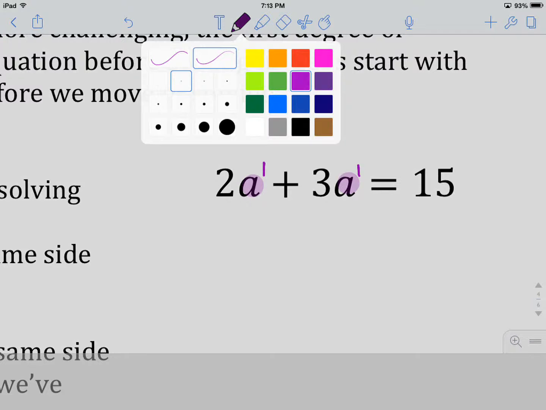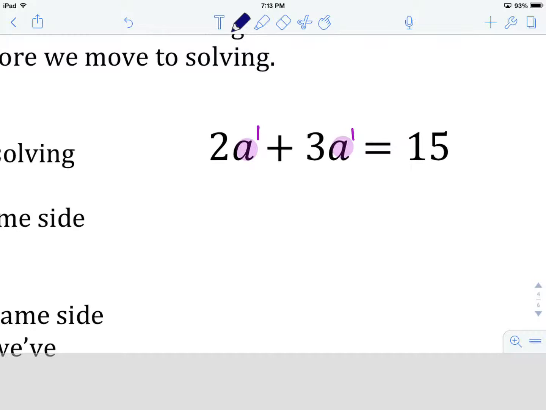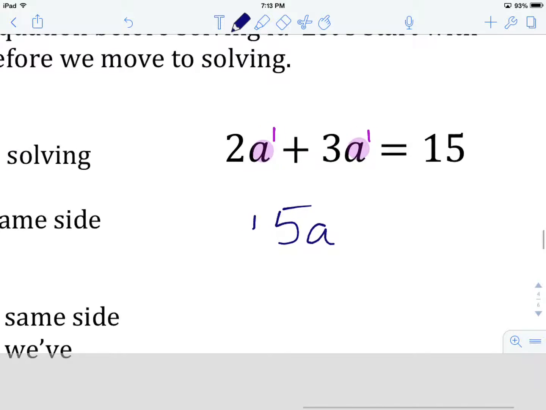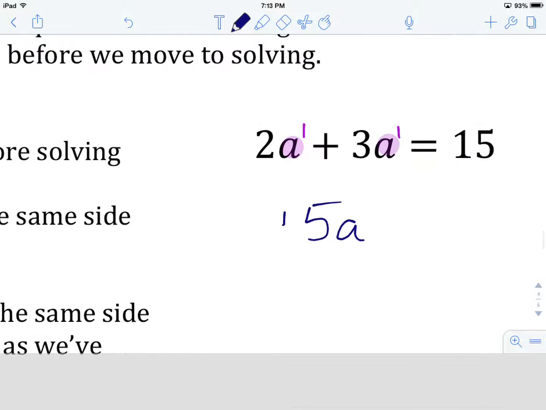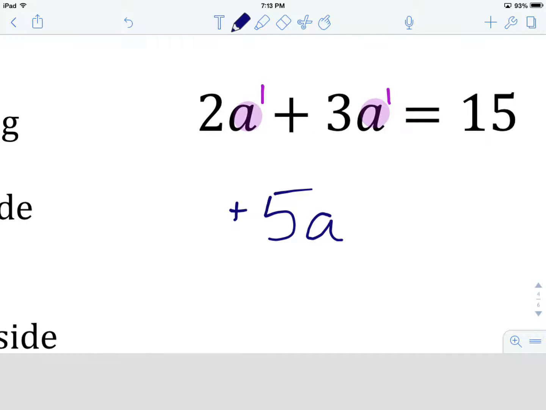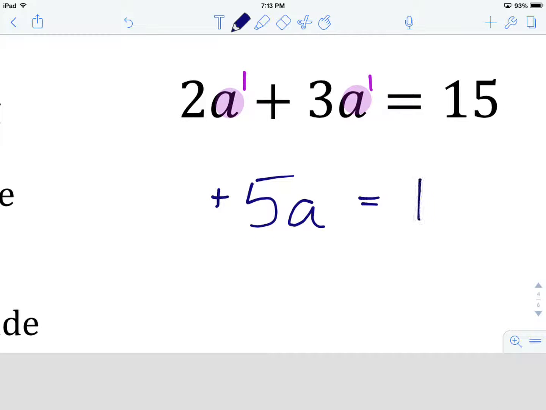And 2a and 3a will give us 5a's. We combine the coefficients out front like integers. That's a plus 2a and a plus 3a. We're going to have a positive 5a. So we combine the integer piece and keep the variable. And then the right side of our equation just has 15 on it.